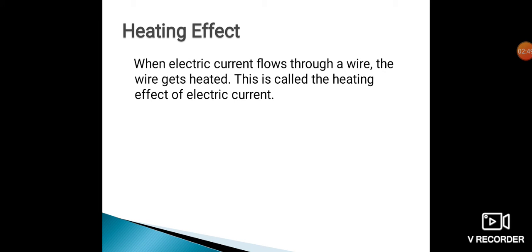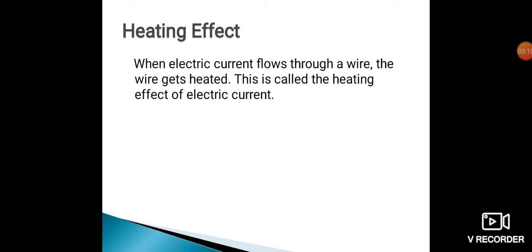So first is heating effect. When electric current flows through a wire, it gets heated. This is called the heating effect of the electric current. It is simple: when we flow a current in a wire, that wire gets heated, and this effect is called the heating effect.